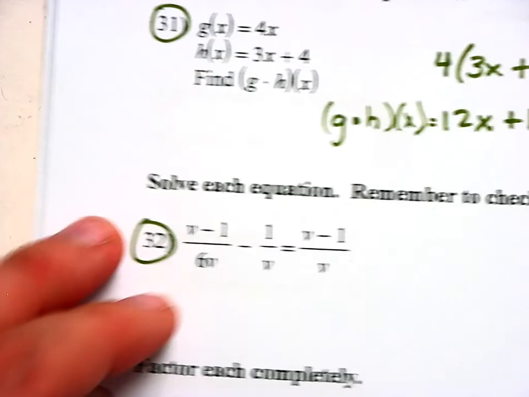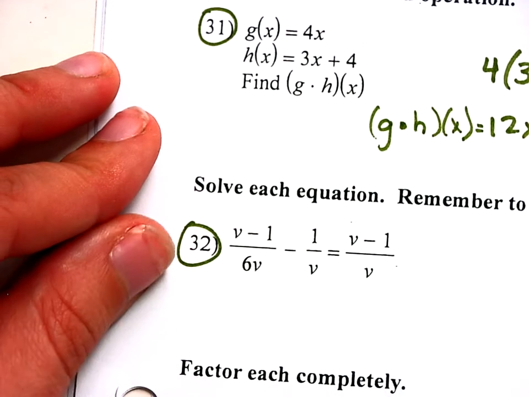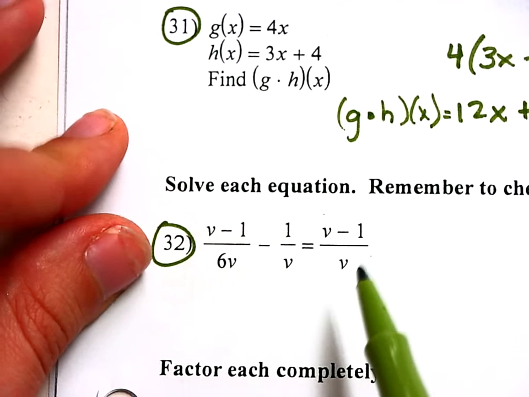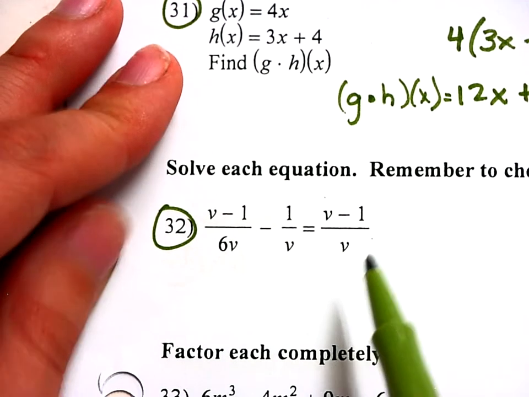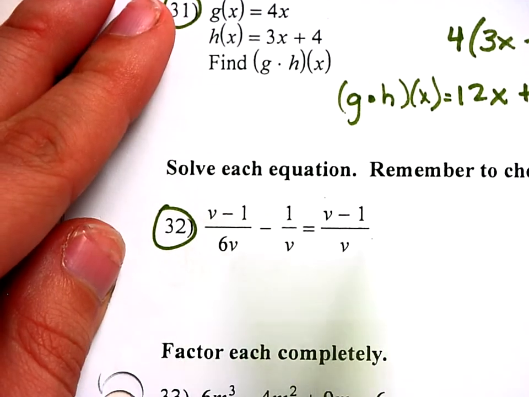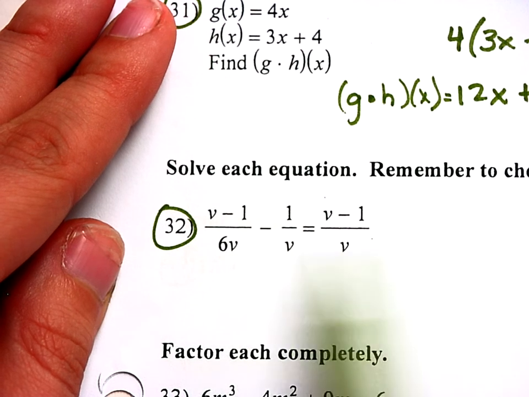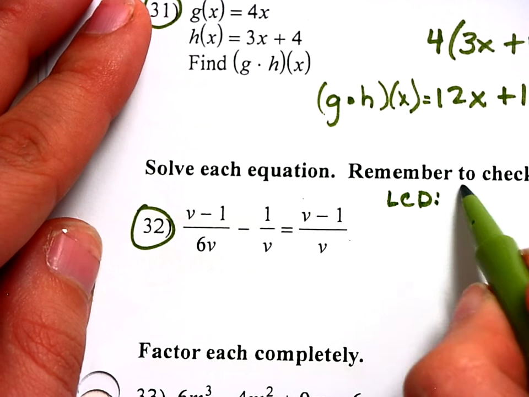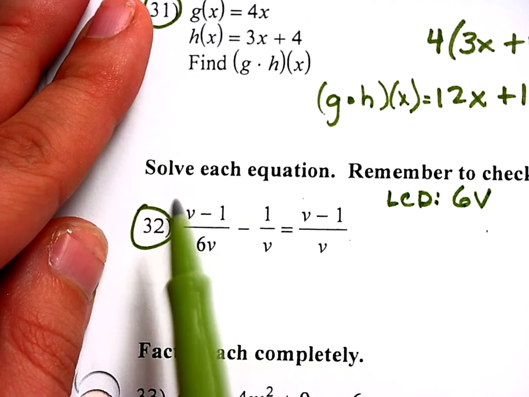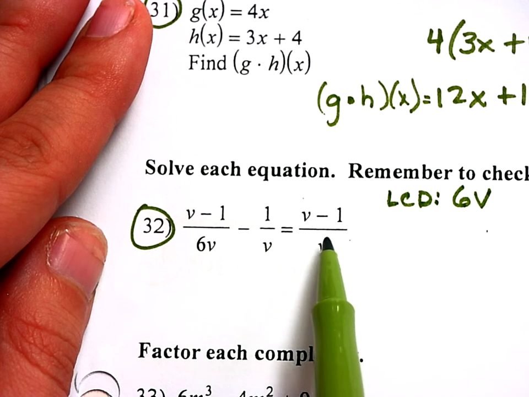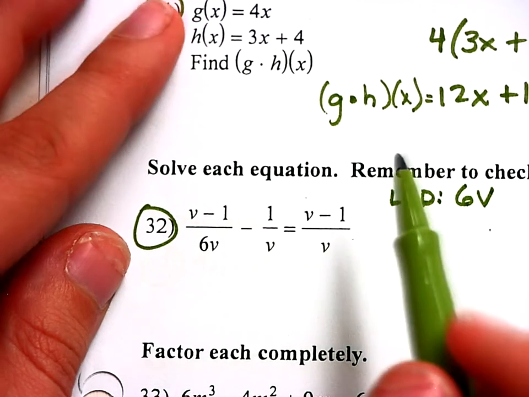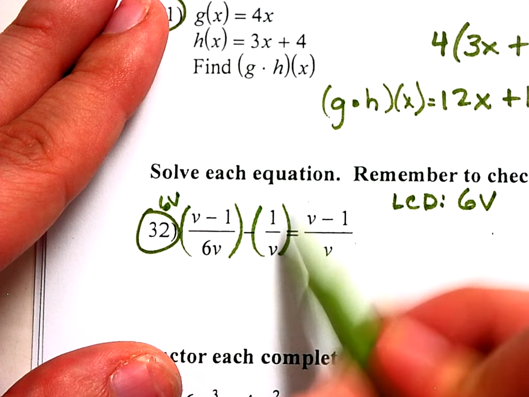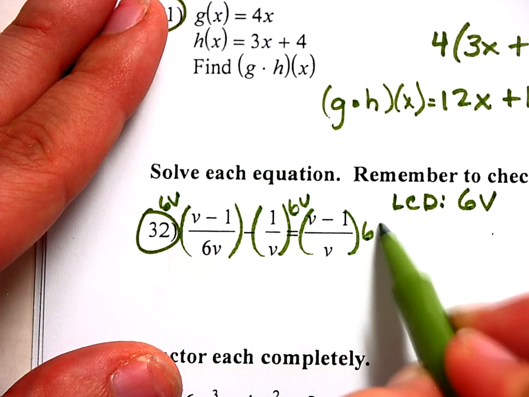Last one on this page, we're going to check and see if we can do this subtraction and solve this equation. We're going to check again for extraneous solutions at the end. Now, I don't want any of these denominators anymore. I know my LCD is 6v, because I know if I multiply all 3 of these fractions by 6v, I will no longer have any denominators. So let's go ahead and do that. So we're going to multiply this by 6v, this one, and this one.